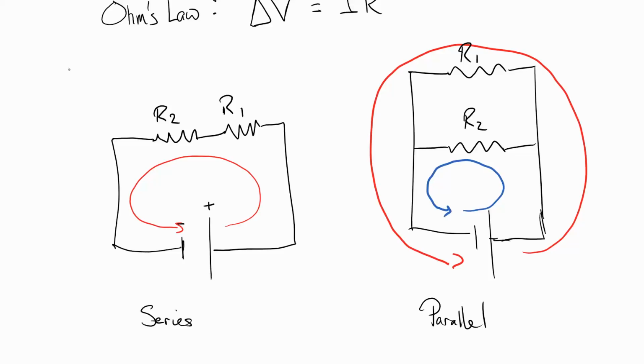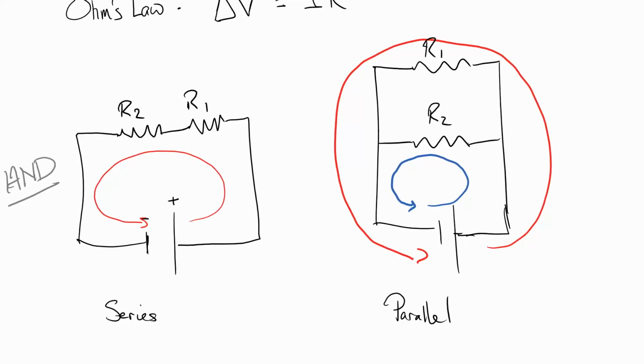So if they're in series, I can think of this as a giant AND. I go through R1 and R2. If I have them in parallel, I can think of this as a giant OR. I go through R1 or R2.